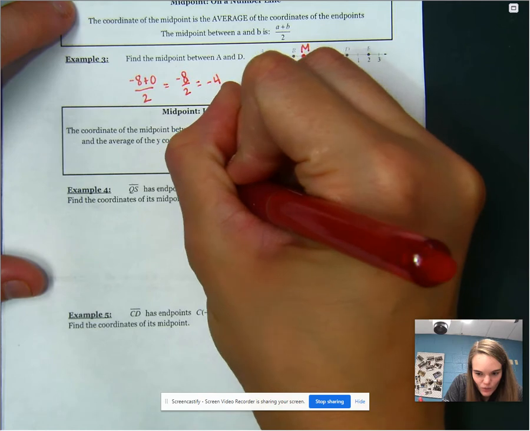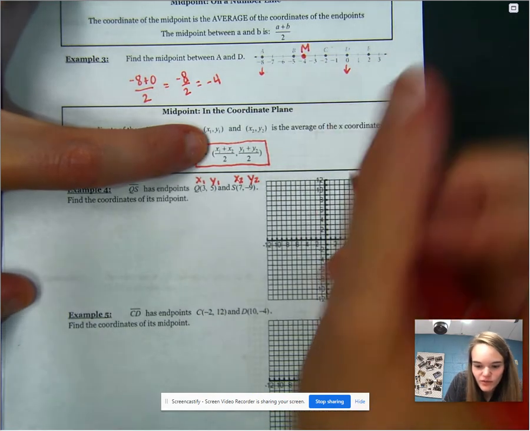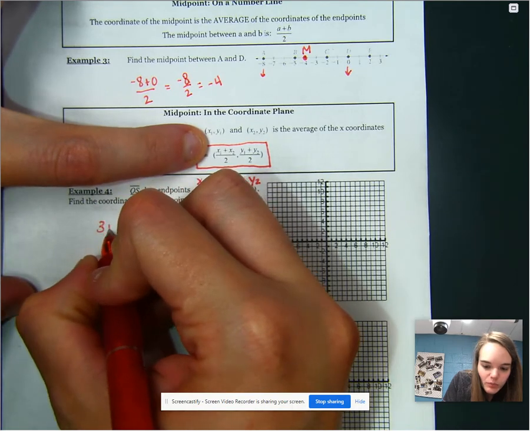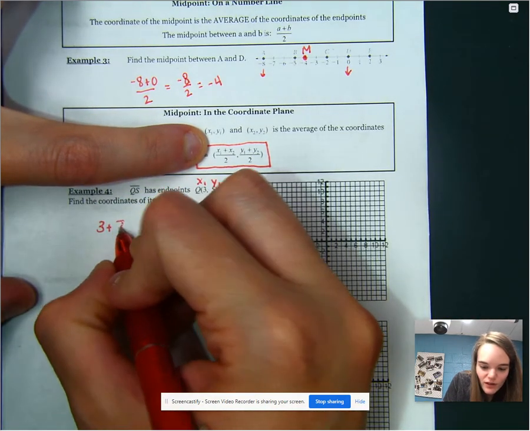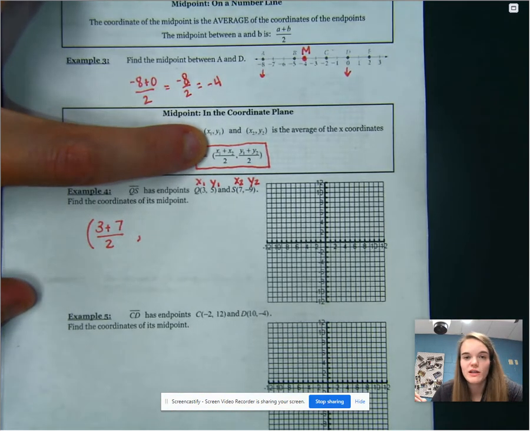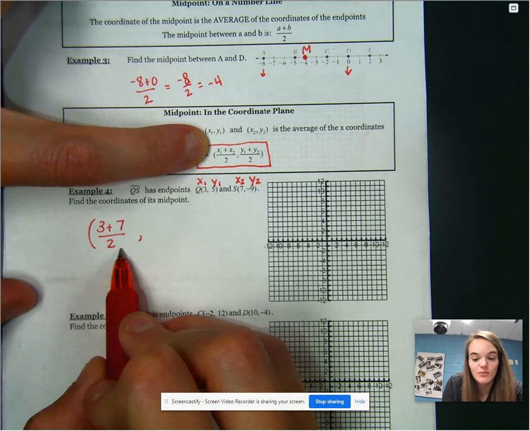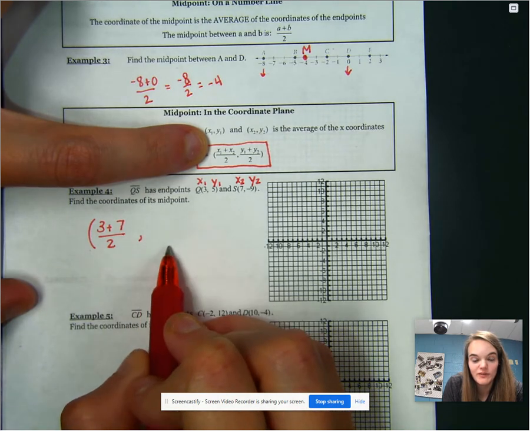x1, y1, x2, y2. So it says (3 plus 7) over 2, comma. Some of you forget commas. If you forget commas in the assignment, you will miss it. Don't forget parenthesis, number, comma, number, parenthesis, okay?